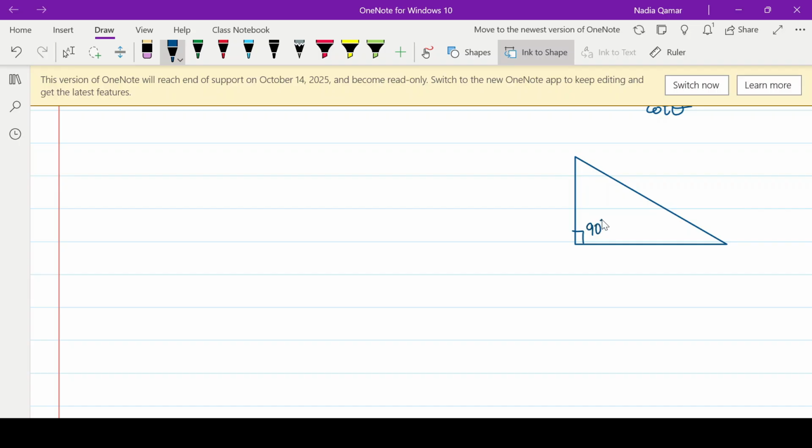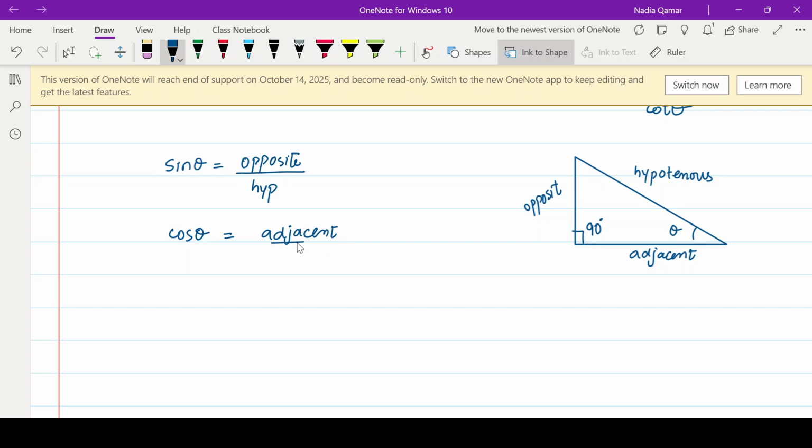If you have a triangle, and we take a right angle triangle with one angle 90 degrees and we consider any angle theta, then the side which is opposite of theta is the opposite side, the side which is next to theta is the adjacent, and the side which is opposite of 90 degrees is the hypotenuse. So sine theta is equal to opposite over hypotenuse. Cos of theta is equal to adjacent over hypotenuse, and tan theta is equal to opposite over adjacent.